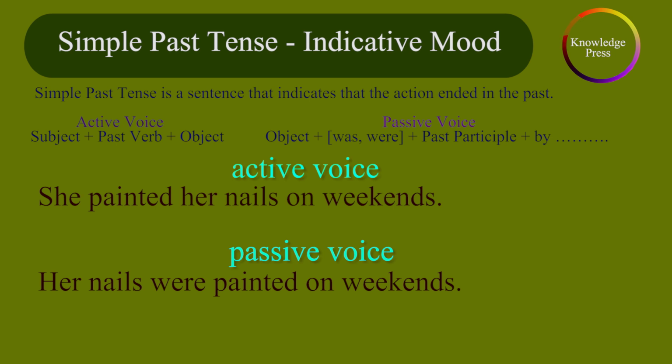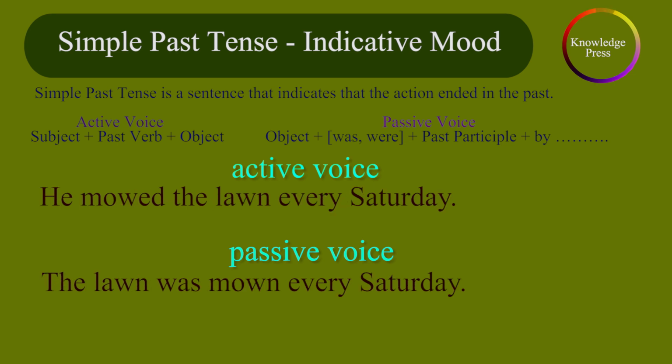Active voice: She painted her nails on weekends. Passive voice: Her nails were painted on weekends. Active voice: He mowed the lawn every Saturday. Passive voice: The lawn was mowed every Saturday.